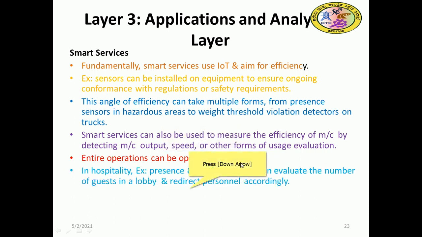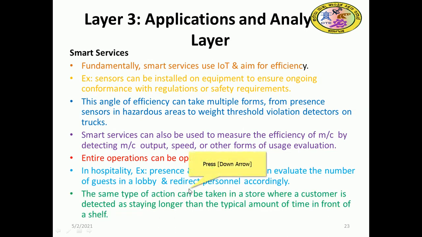For example, in hospitality, presence and motion sensors can evaluate the number of guests in a lobby or a hall, and redirect the personnel accordingly. It can remotely send the count to the master who hosts that hospitality. Based on the count he can increase the light intensity and service, and so on. That is a smart service.